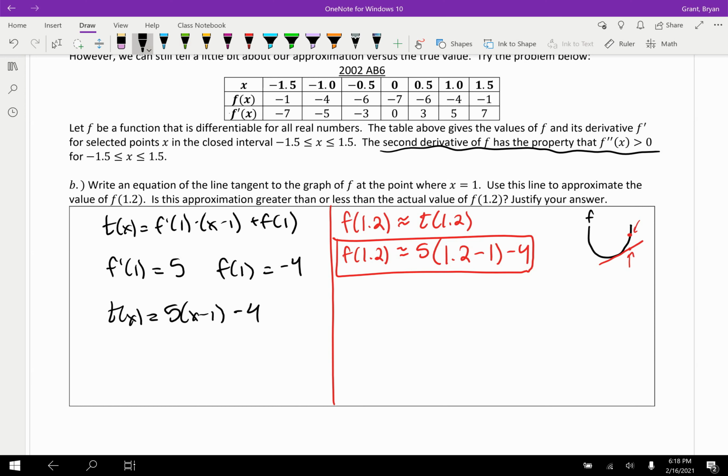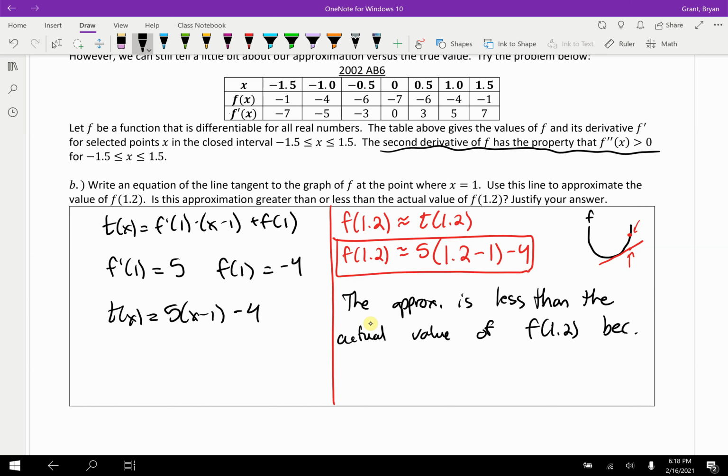So our conclusion, the approximation, abbreviate to your heart's content, is less than the actual value of f of 1.2 because f of x is concave up. All right. Now I did say I'd make a mistake here. Can you spot the mistake? And it's a little subtle.